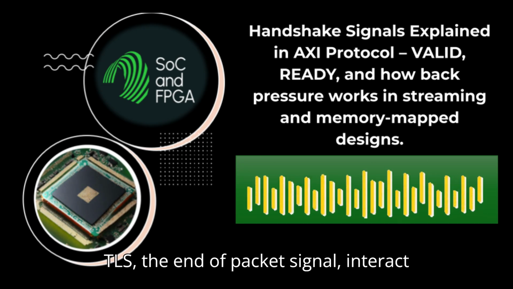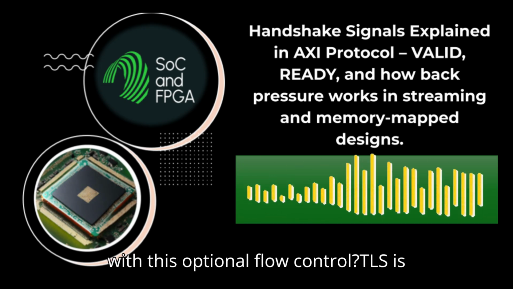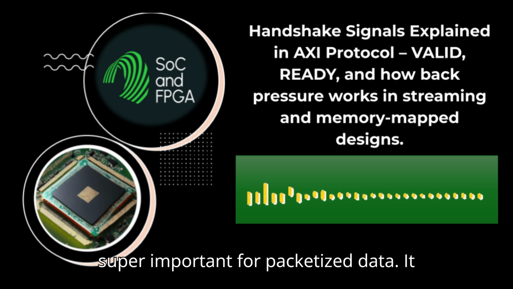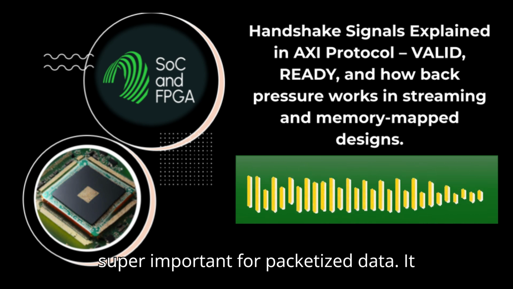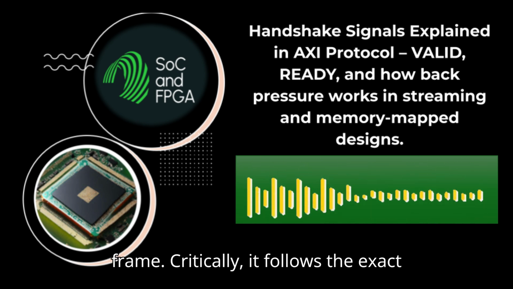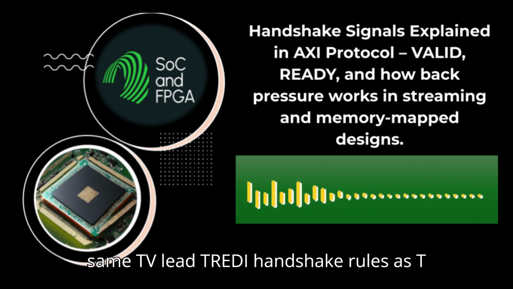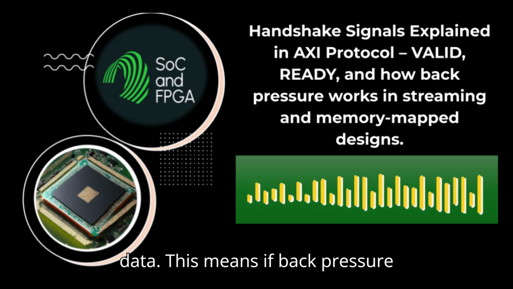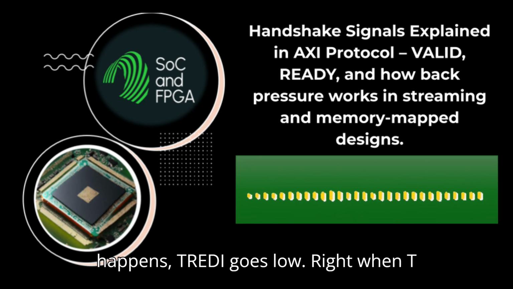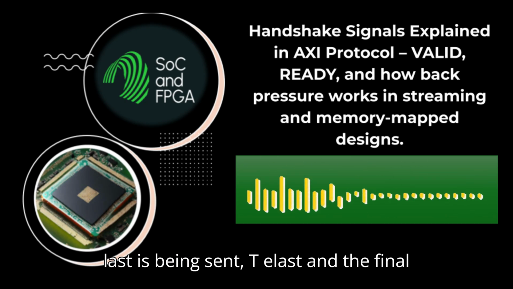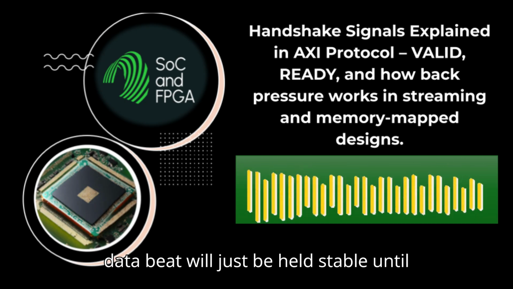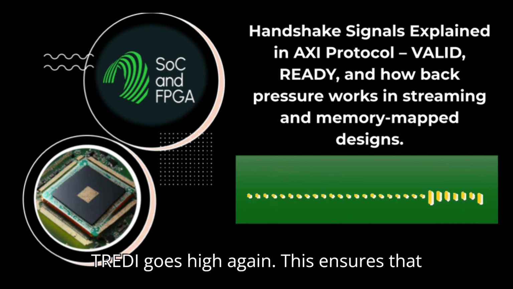And how does TLAST, the end-of-packet signal, interact with this optional flow control? TLAST is super important for packetized data. It signals the final beat of a packet or frame. Critically, it follows the exact same TVALID/TREADY handshake rules as TDATA. This means if backpressure happens, TREADY goes low right when TLAST is being sent. TLAST and the final data beat will just be held stable until TREADY goes high again.